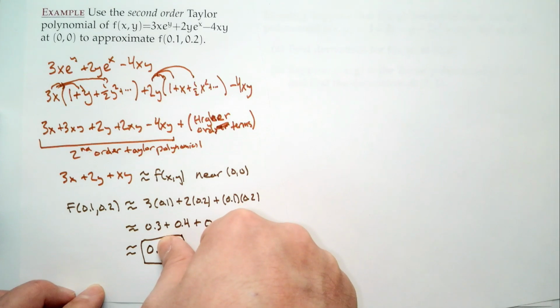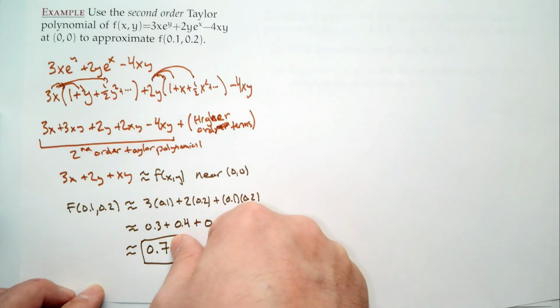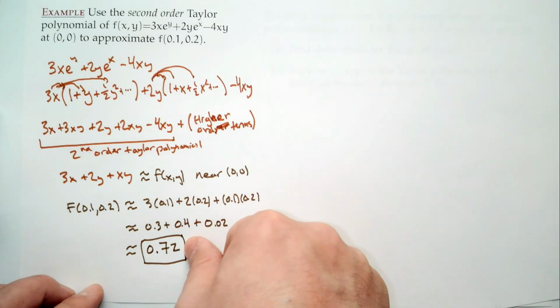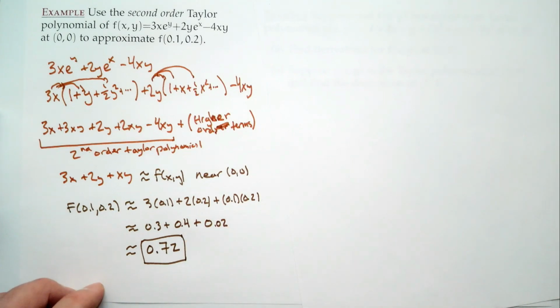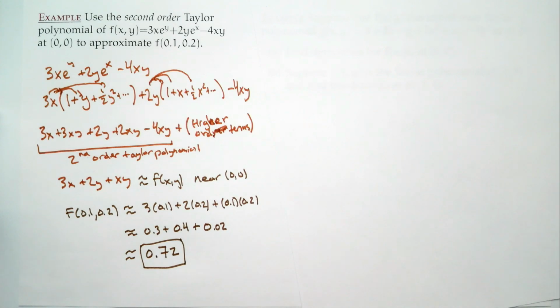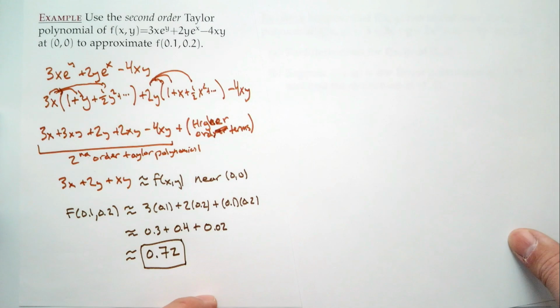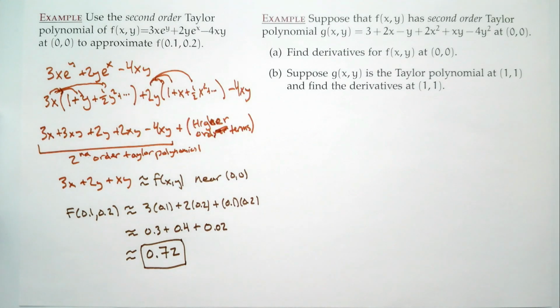Because if you just plug in 0, 0 into the function, you get 0. So 0 was our 0th order approximation, 0.7 our first order, 0.72 our second order. And you'll discover that 0.72 is closer than 0.7 and is definitely a lot closer than 0. Now, could you get better? Yes. But hold on, that's the end. Let's not get ahead of ourselves.